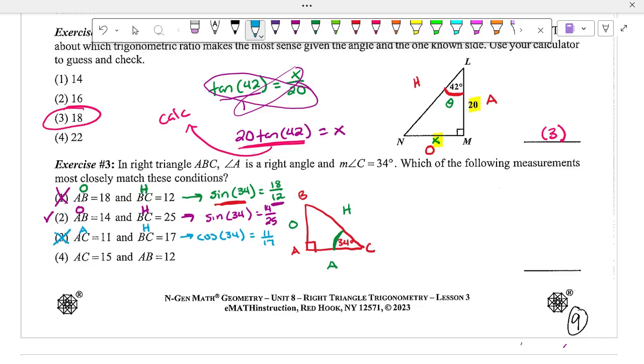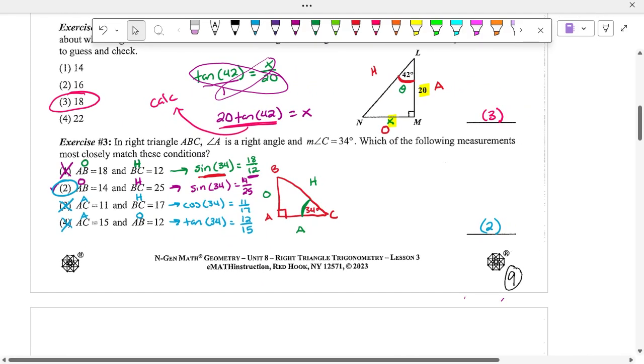Last one, AC and AB. That is our adjacent and our opposite. So what am I using? Tangent. So we're seeing if the tangent of 34 is equal to 12 over 15. Check in your calculator, see if it is. Nope. So 2 is our answer. And guys, we could have stopped at 2 since we found out it was it, but I wanted you to see how you would set up all the answer choices.